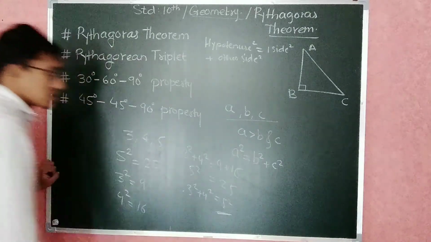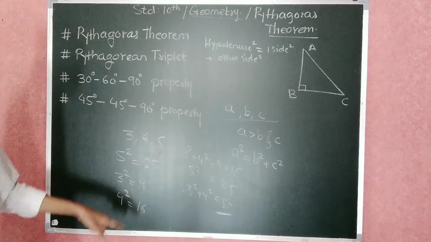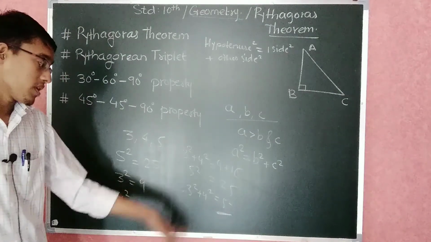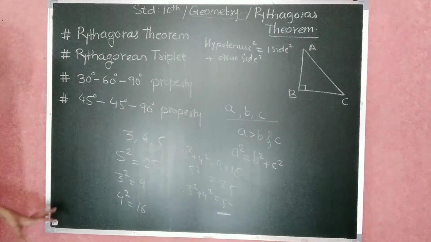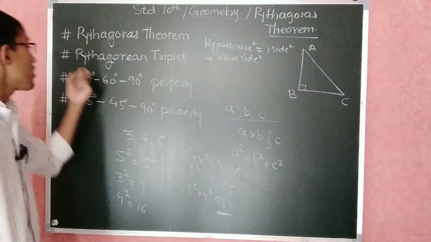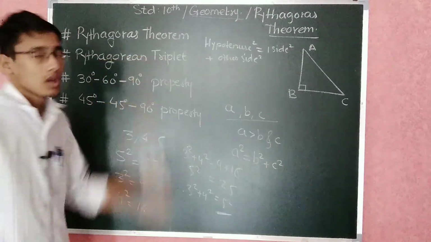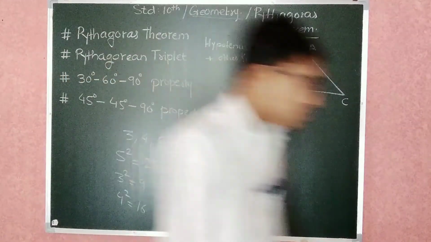In this case, where the square of the largest number is equal to the sum of the squares of the remaining numbers, then we can say that 3, 4, 5 are the numbers in a Pythagorean triplet. Okay, so this is the concept of Pythagorean triplet.